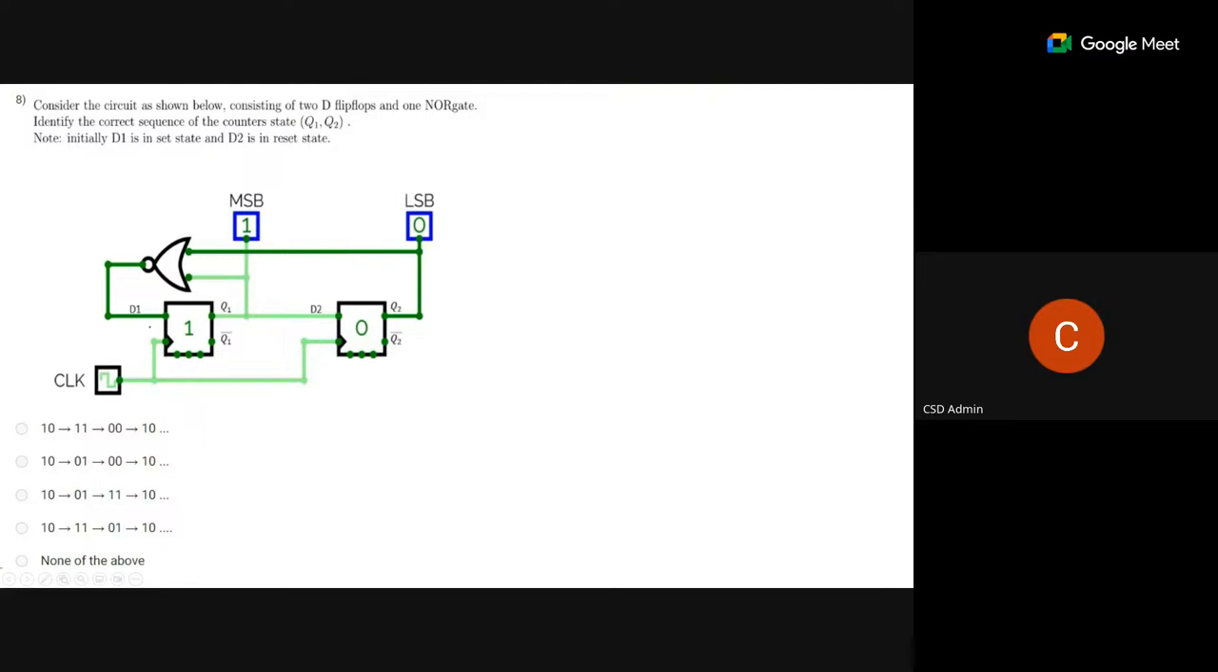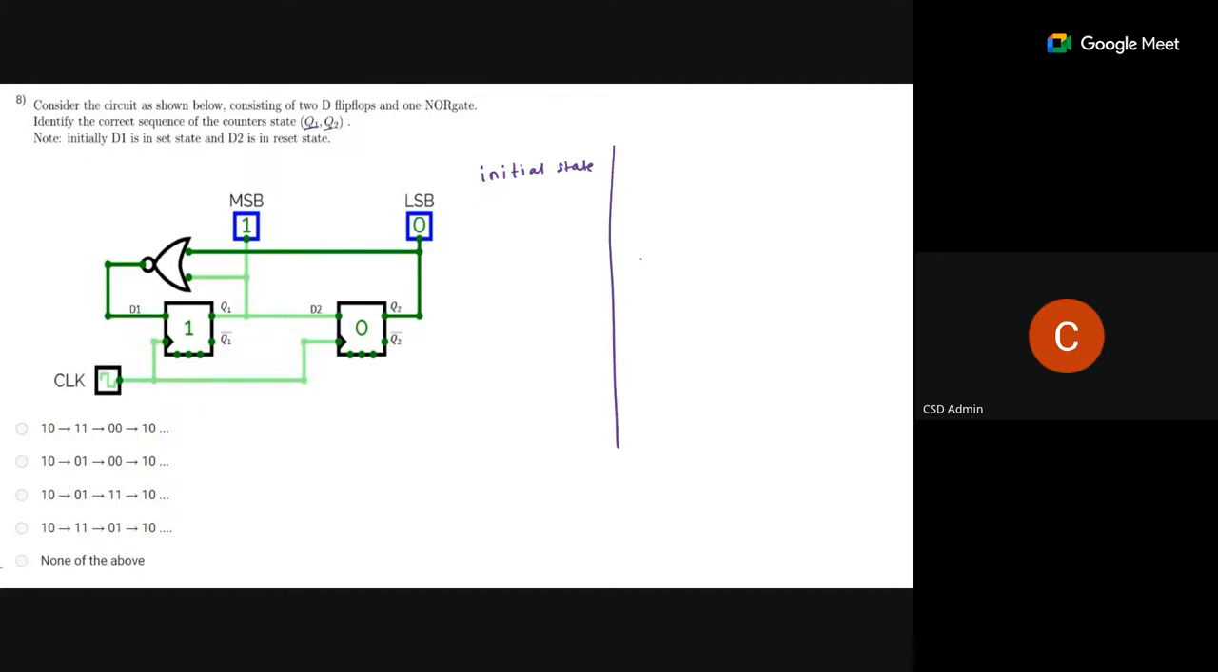Consider the circuit as shown below, consisting of 2 D flip-flops and 1 NOR gate. Identify the correct sequence of the counter state Q1 and Q2. So you have to find the current state of the counter, right? How to solve this type of question? First you have to write the initial state. You can see that D1 is in set state and D2 is in reset state.